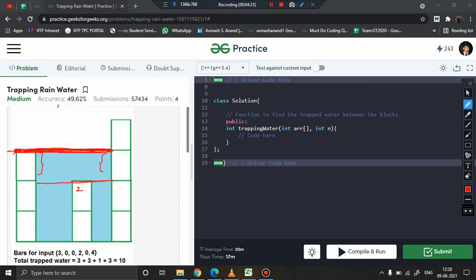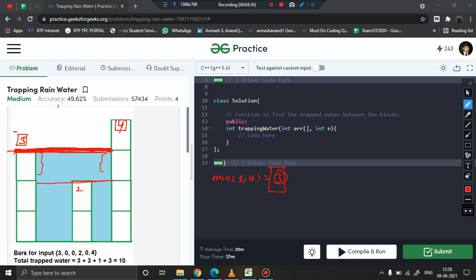Minimum of the maximum height means: what is the maximum height on the right side? The maximum height on the right side is 4. What is the maximum height on the left side? The maximum height on the left side is 3. So the minimum of 3 and 4 is how much? Minimum of 3, 4 is basically 3. So you can see the maximum height on the left side is 3, the maximum height on the right side is 4, and the minimum of these two maximum heights is 3. So basically water will be restricted to this height 3, right?